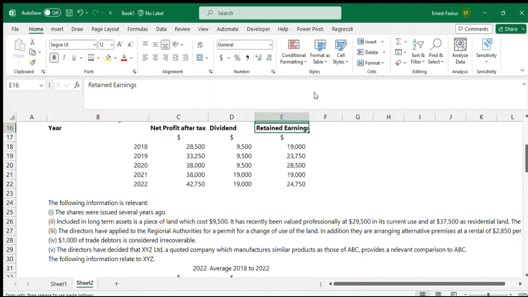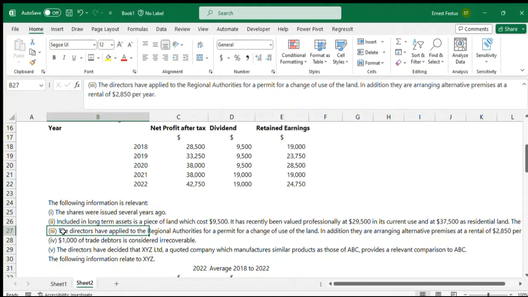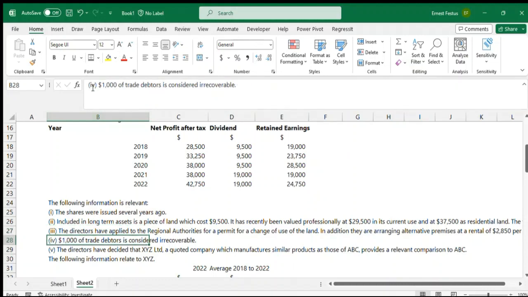I want to read from the formula bar. As residential land, the valuation has not been incorporated in the accounts. And also the directors have applied to the regional authorities for a permit for a change of use of the land. In addition, they are arranging alternative premises at a rental of $2,850 per year. And then, $1,000 of trade debtors is considered irrecoverable.